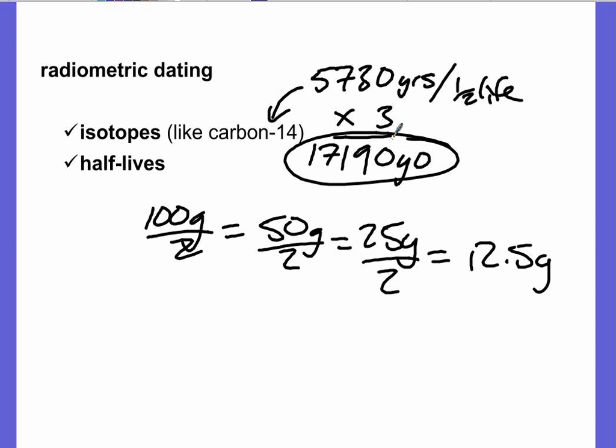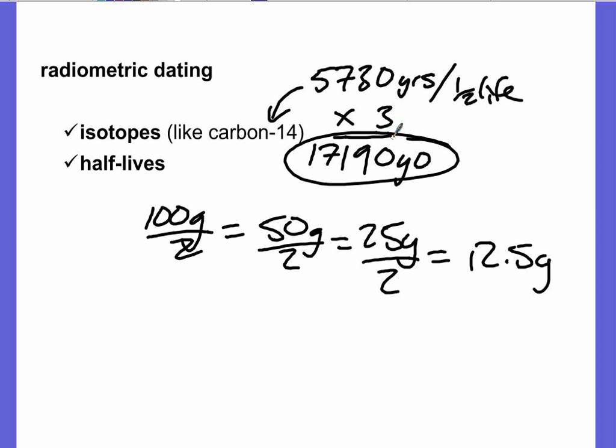There are limits to it though, because eventually there's not going to be enough carbon-14 left for me to measure accurately. But it works because all living things take in carbon-14 all the time, right? Plants take in carbon dioxide from the atmosphere, and at least some of that carbon in the carbon dioxide is carbon-14. So they're constantly taking that in while they're alive. We take in carbon-14 every day when we eat food. And so we're constantly taking that in, and we should have a constant amount until we die.